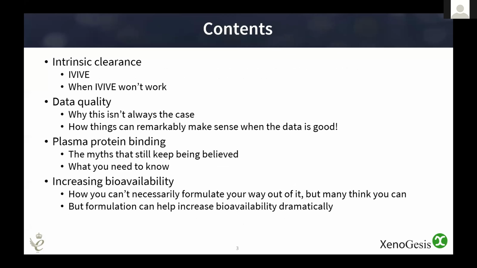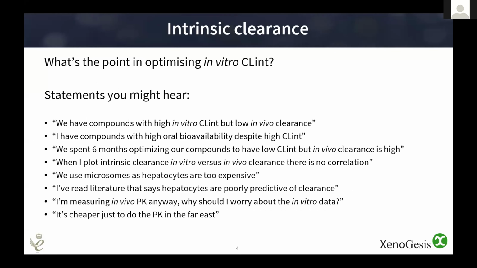So what I'm going to run through today is something very important, intrinsic clearance, and something called IVIVE, in vitro in vivo extrapolation, and also when it doesn't work. I'm also going to talk about data quality, which Al really touched on, and it's not always the case. When data is good, it's amazing how things can suddenly make sense. I'm going to talk about plasma protein binding and why there are still some myths being believed there, and then finish up with some formulation slides and how we can increase bioavailability.